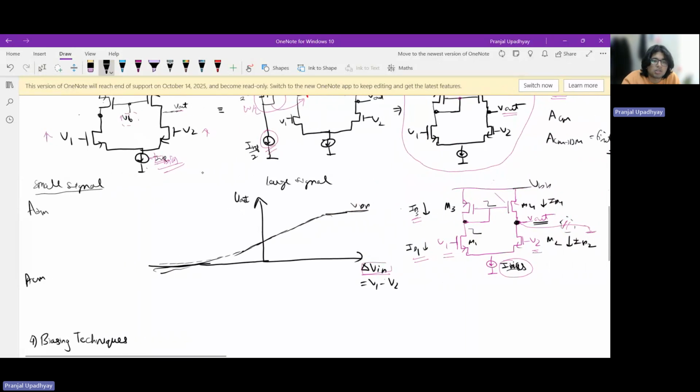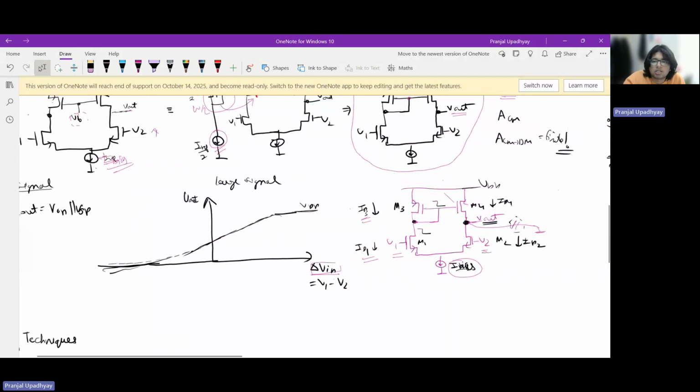Now, for the small signal analysis, since it's a revision, we already know that the effective R out of this 5 transistor OTA is R naught N parallel R naught P. Although we should understand that it is not as straightforward as saying that here is this R naught and here is this R naught N, and so we took them in parallel. It was not like that.